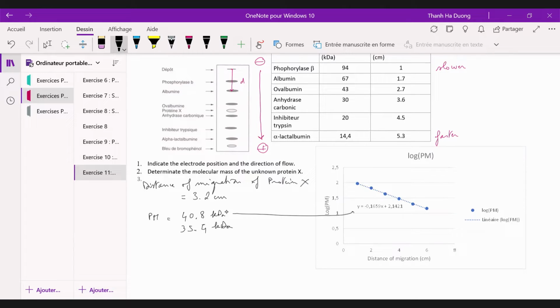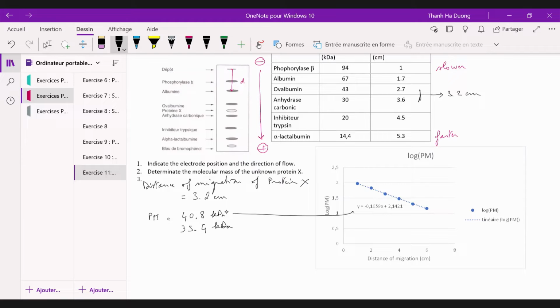You should find something between, because the unknown protein is between these two distances of migration, since it's 3.2 centimeter. So you should find something between 30 and 43. Correct? Do you have any question about the exercise?